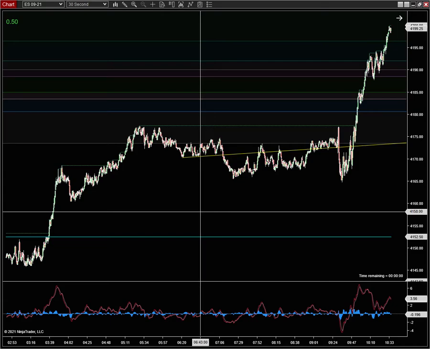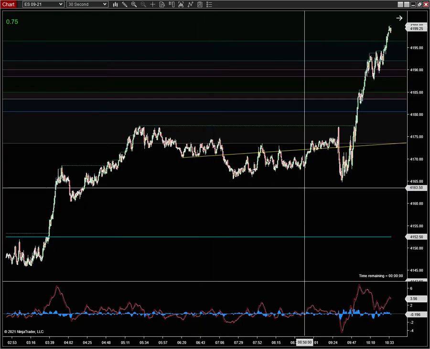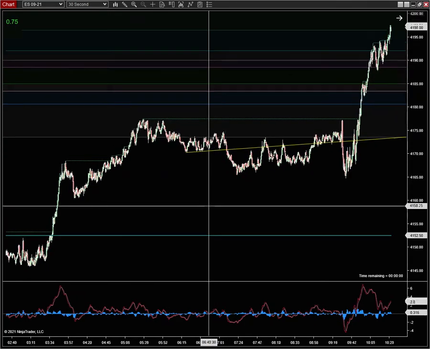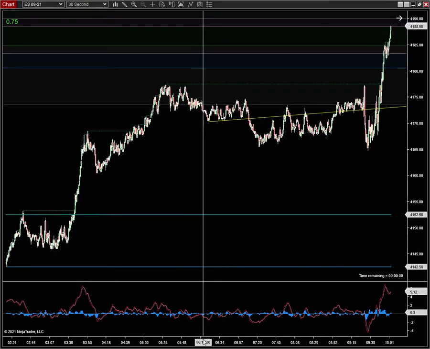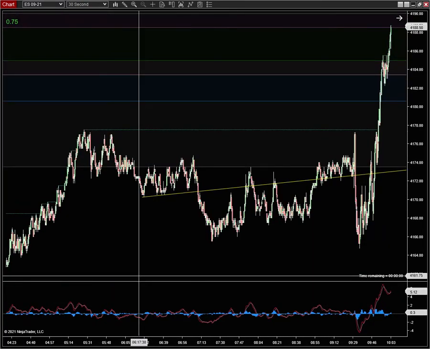And obviously, you're not going to take every trend line, but when you see an aggressive move and you're looking for a good entry in it, that's a good way to find an entry to be able to take part in an aggressive move.